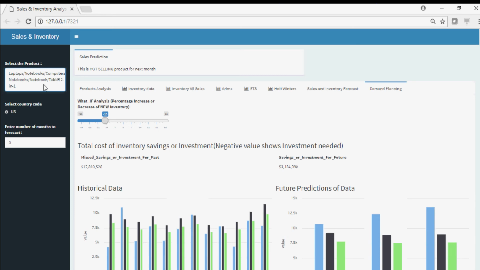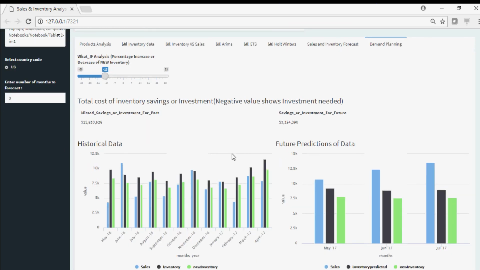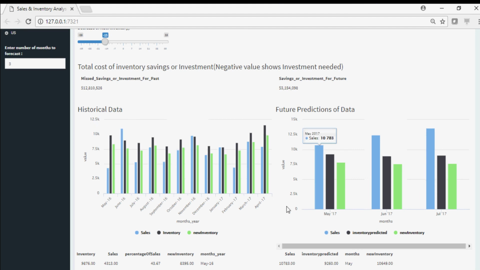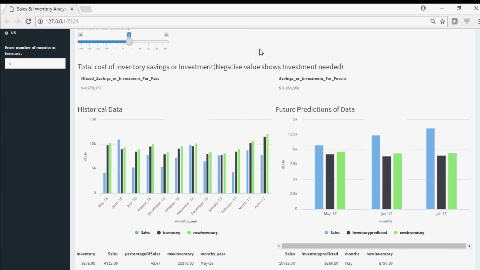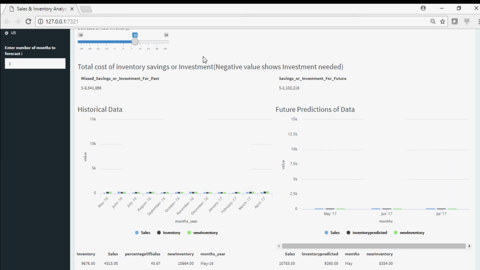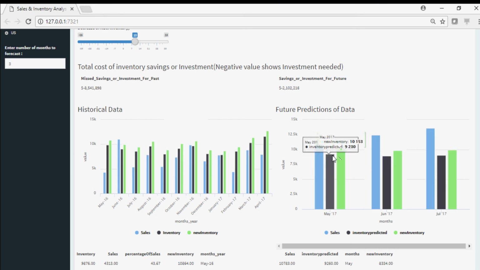which is laptop, notebooks, tablet 2-in-1. Here it says it's a hard selling product for the next month. And I can see that historically I'm good on this product with inventory, but for the next few months, I may end up having a lower inventory. So I may want to increase my inventory by 5%. Increasing my inventory, and this is going to be a new inventory, is still not going to meet my sales demand, so I'm going to increase it by 10%. Well, this is close. So I think this 10% would be good.